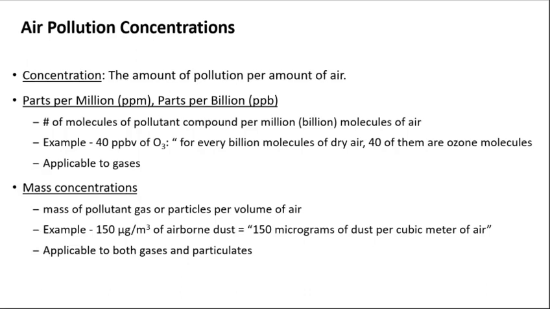The other main way concentration is expressed is as mass concentration. This is the mass of pollutant compound per volume of air. For example, 150 micrograms per cubic meter of airborne dust indicates that there are 150 micrograms of dust within a cubic meter of air at the location in question. Whereas ppm or ppb are applicable only for gases, expressing air pollution as mass per unit volume, for example micrograms per cubic meter, is applicable both for gaseous and particulate air pollution.